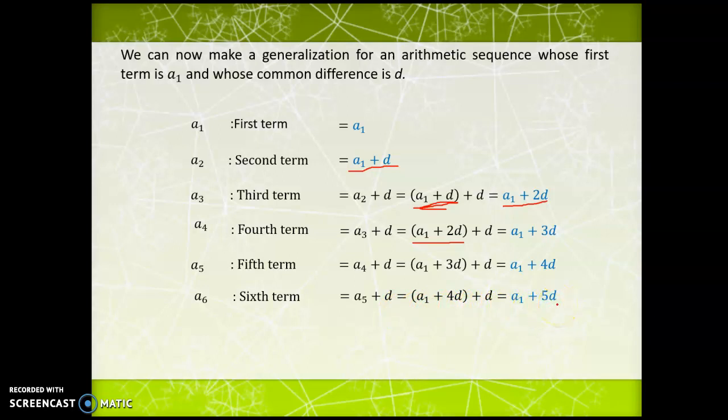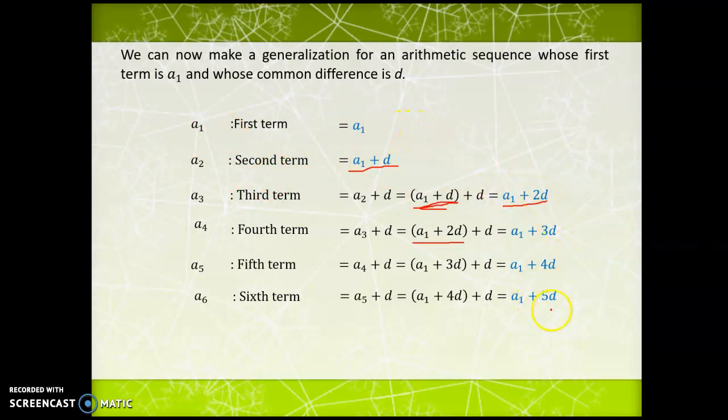Now, what have you noticed with the coefficients of d here? Is it increasing or decreasing? Starting from 0, 1, 2, 3, 4, 5, right? So for the sixth term, it's 5 here. For n equal to 5, here it's 4. And it's a sub 4, the fourth term. Here it's 3. A sub 3 is 2. A sub 2 is 1. A sub 1 is 0.